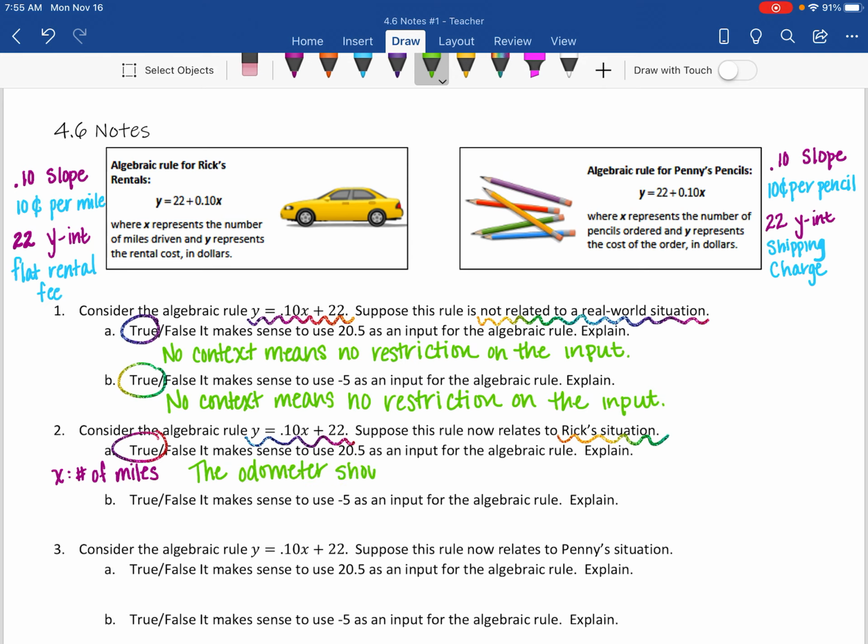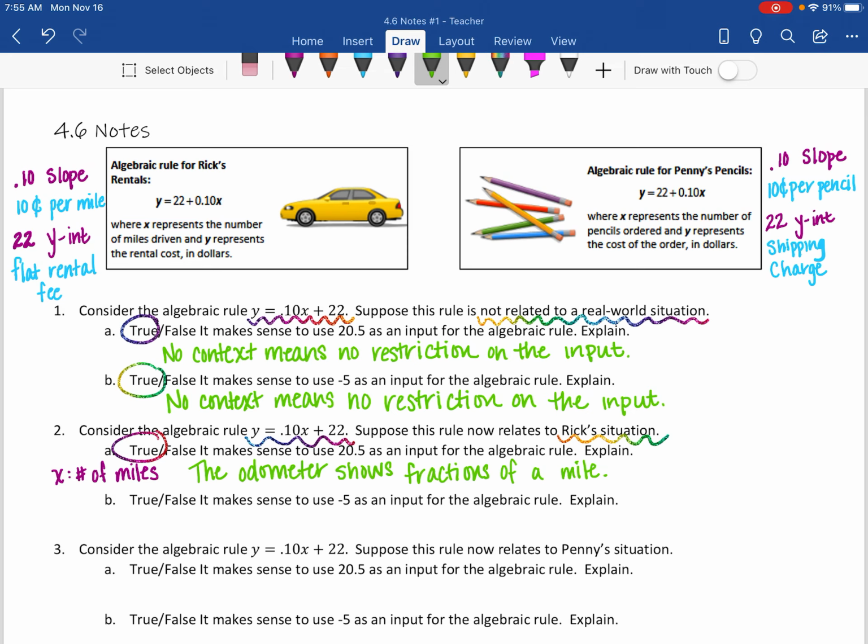the odometer shows fractions of a mile. I would have to go into my car to look at it. I don't know that it goes any further than 1 decimal place, but it definitely shows 1 decimal place. All right, so let's look at the next one.